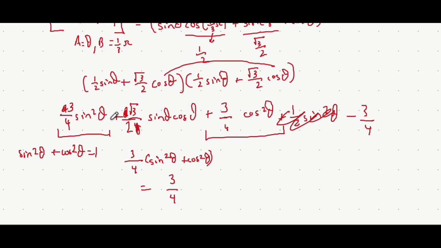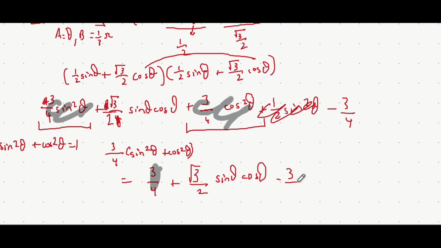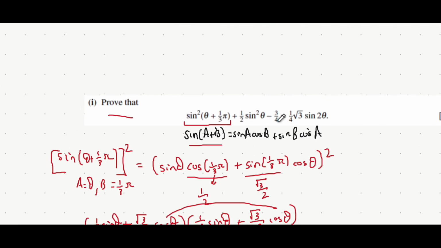So we can replace, let me get my highlight out because it's getting quite complex. So we replace this and this with 3/4. Moving on from that, we still have this term here, plus root 3 over 2 sine theta cos theta. And then we also have minus 3 over 4. Now 3/4 take away 3/4 just cancels out, so we're left with just root 3 over 2 sine theta cos theta. So just like that, we've gone as far as we can with the left hand side of this equation.